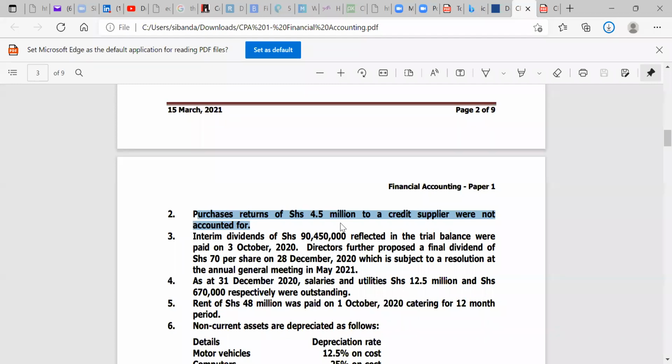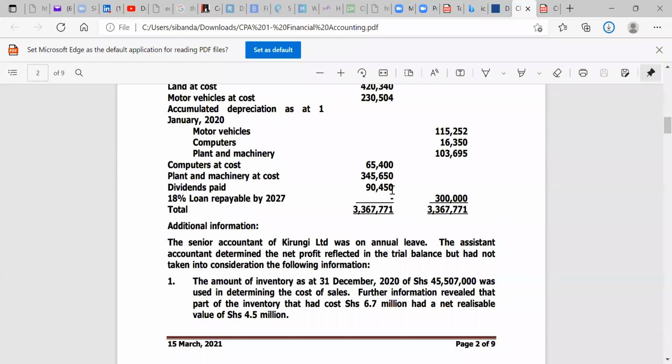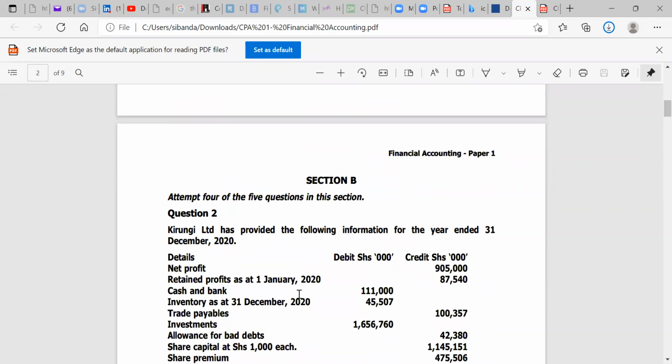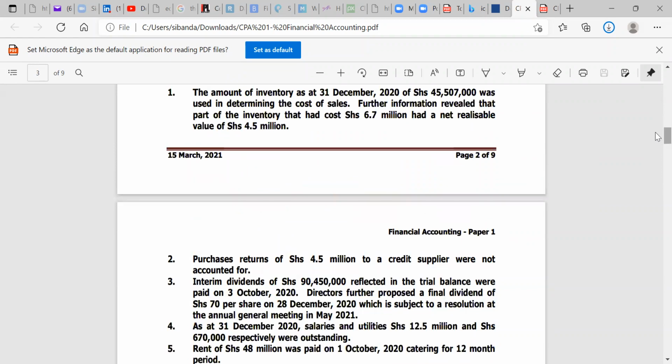Let's first get an understanding of what we have in additional information, and we can see the documents that we are going to prepare. So they are telling us that interim dividends of 450 reflected in the trial balance were paid on 3rd of October 2020. Interim dividends that we are seeing in the trial balance were paid in October 2020. So they were paid within the year. As you can see, our year ends on 31st December. So these were paid within there, so these are valid for recognition.